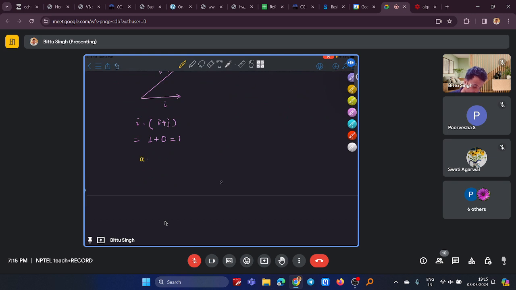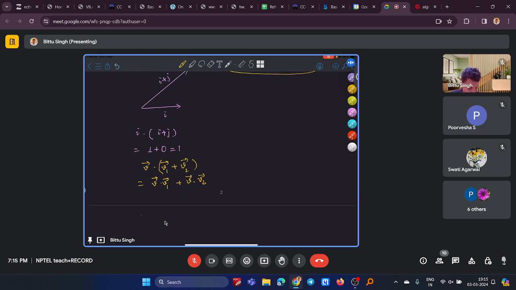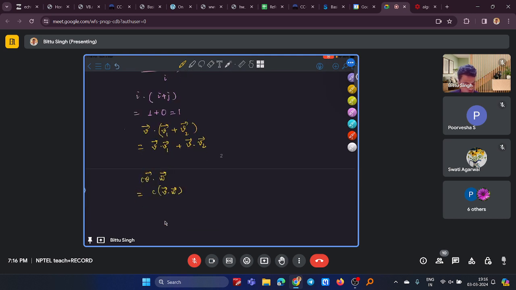So one property is that if you take two vectors v1 and v2 and add them, and take the dot product with another vector v, then we should satisfy the distributive property: v times (v1 plus v2) is v times v1 plus v times v2. And another thing is that this is the same as (cv) times w. If we stretch and then take a dot product with another vector, this should be the same as first taking the dot product and then multiplying. So those are the properties it should satisfy.